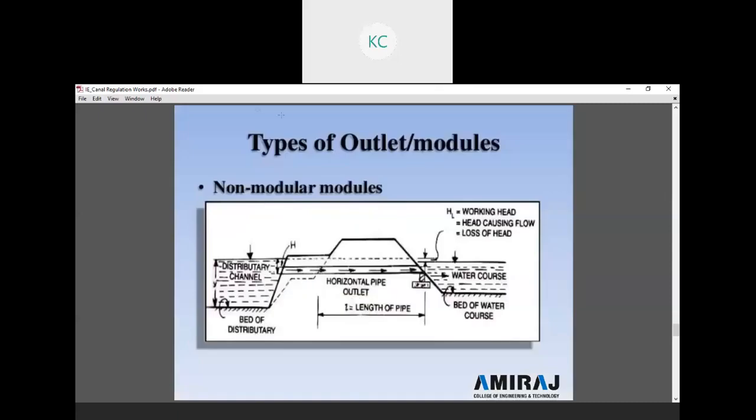So this is a figure of the non-modular modules. The bed of the distributary, the bed of the water course. There is a difference in the water level. So a horizontal pipe or underground pipe is provided to transmit the water from the distributary channel to the water course.